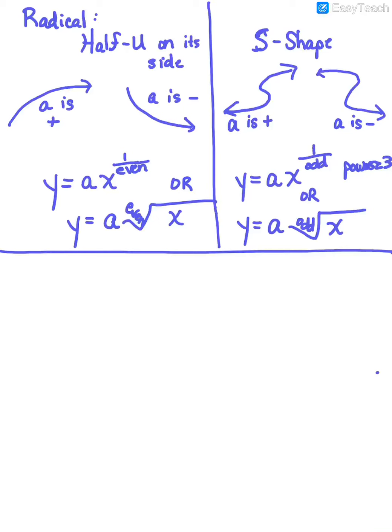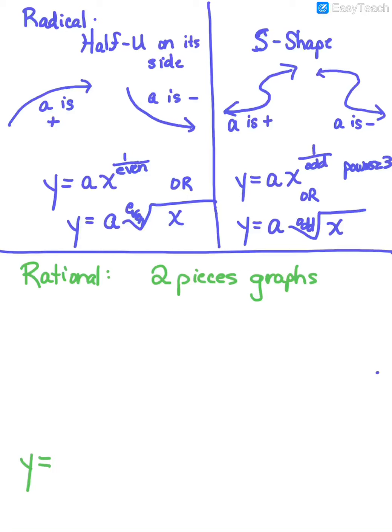All right, so the final types of functions we'll talk about are the rational functions. And we refer to this as your two pieces graphs. So these graphs have two pieces. All right, so let's first look at the different types of equations. Now, what you'll notice on these is that x is going to be in the bottom of a fraction.